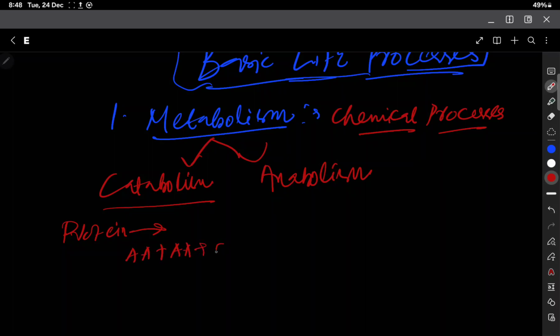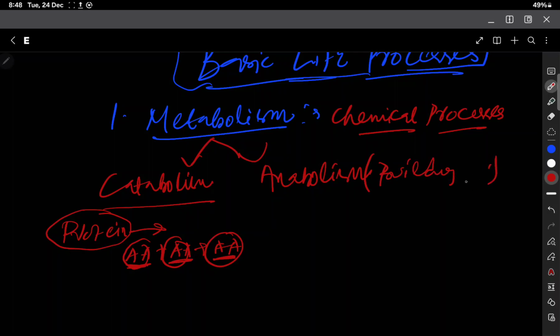AA plus AA plus AA. So proteins are made up of amino acids. These are the monomeric units. So this protein was a complex molecule, a complex chemical substance. It has been broken down into the small monomeric units, these are the amino acids. So this process is called catabolism. Okay. Now anabolism means building up.